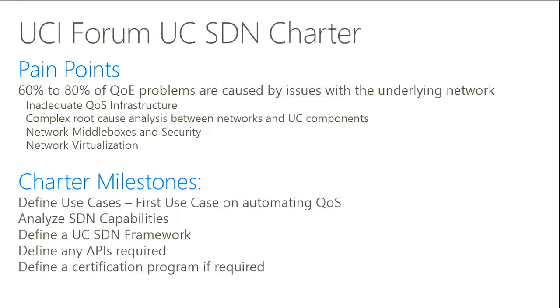In the charter of the UCI forum, our goal is to eliminate these problems of the perceived network causing a lot of the problems for UC, as Jamie talked about. Our main charter is to define the use cases and get these use cases done. I'll talk about where we are with them. And then finally, give them over to the ONF to get those APIs defined, and then come back to us at the UCI forum and basically have an interoperability and certification program for that use case. So that's really what's going on here.